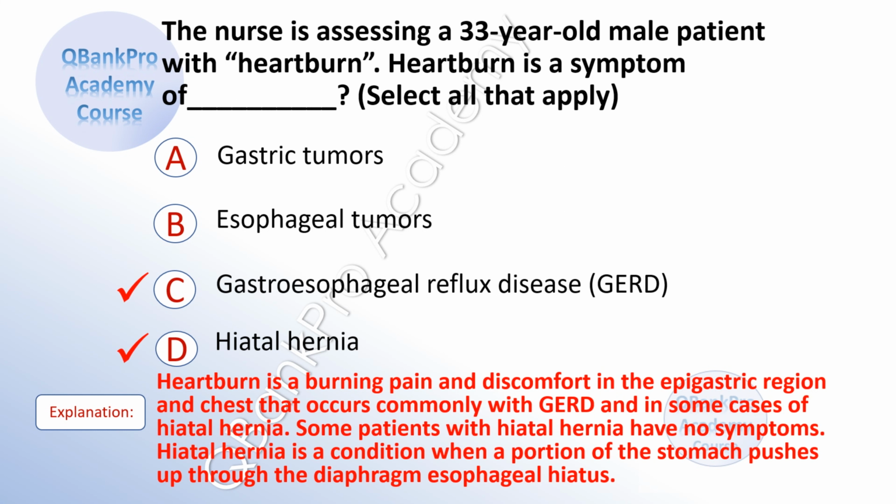The correct answer is C. Gastroesophageal reflux disease, or GERD, and hiatal hernia. Explanation. Heartburn is a burning pain and discomfort in the epigastric region and chest that occurs commonly with GERD and in some cases of hiatal hernia. Some patients with hiatal hernia have no symptoms. Hiatal hernia is a condition when a portion of the stomach pushes up through the diaphragm, esophageal hiatus.